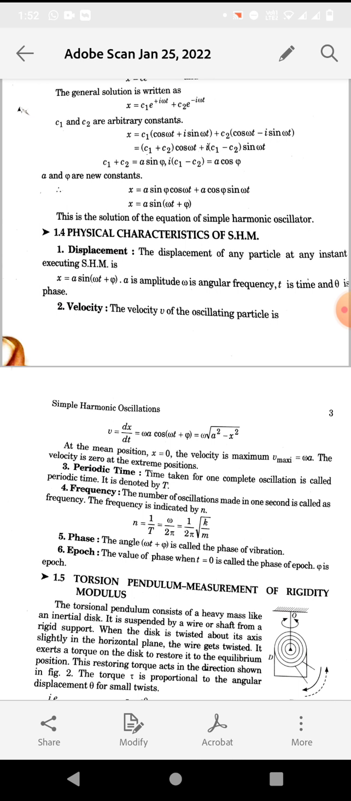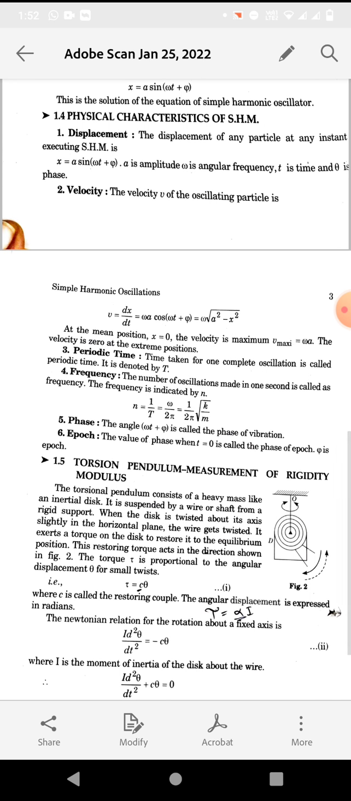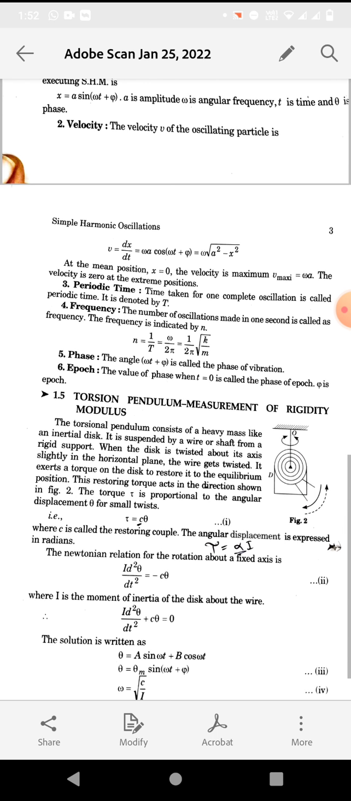What is the velocity? The velocity of the simple harmonic oscillator is equal to the rate of change of displacement. So v is equal to dx by dt. We substitute the x value, a sine of omega t plus phi. Differentiating sine gives cos. So substitute the cos value. What is the periodic time? The time taken for one complete oscillation is called periodic time. It is denoted by capital T.